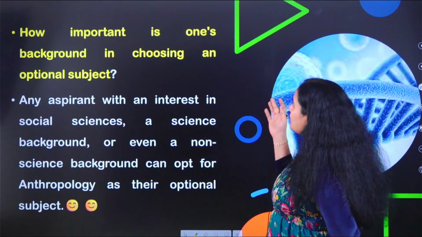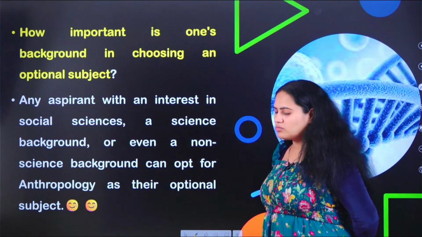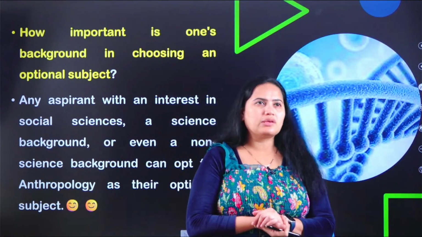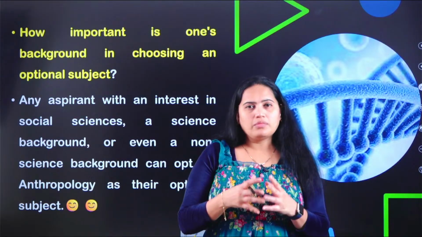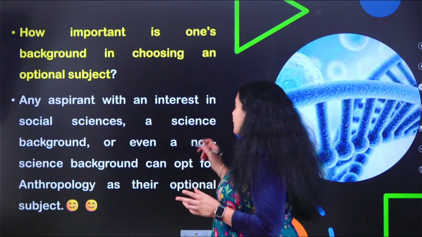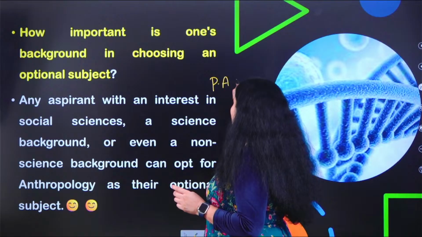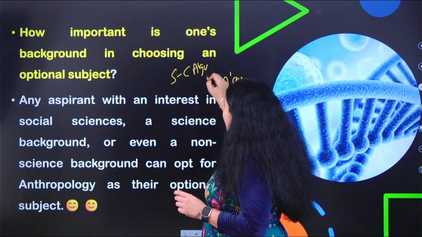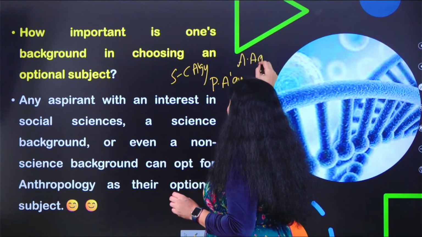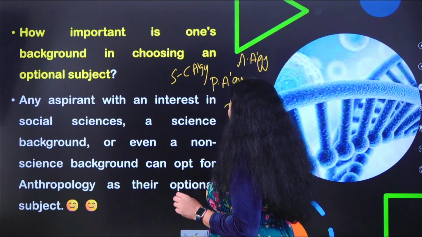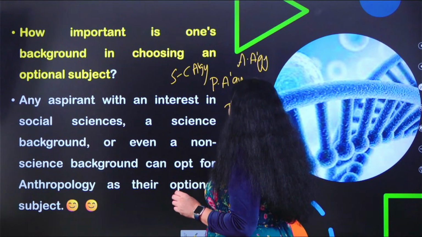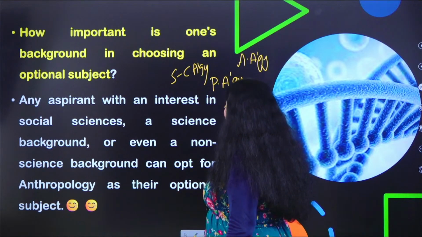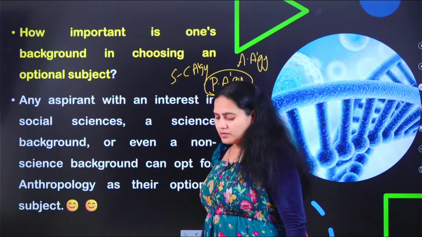How important is one's background in choosing an optional subject? Does background mean something? A lot of students keep asking me this question, saying, ma'am, in anthropology there is one component called physical anthropology. Apart from physical anthropology, we also see socio-cultural anthropology, archaeological anthropology, tribal anthropology, and Indian anthropology. So all of this is also there, but a lot of students are worried about physical anthropology.